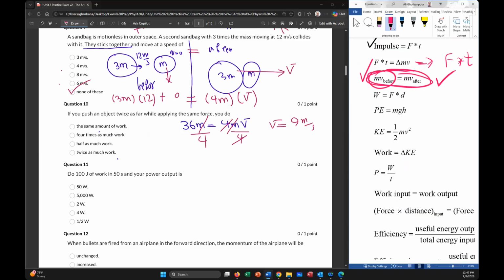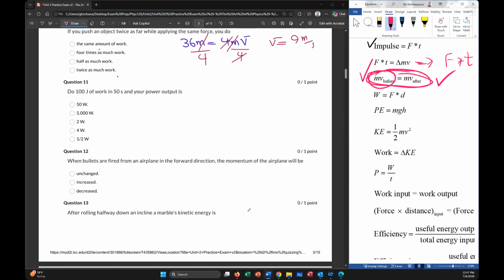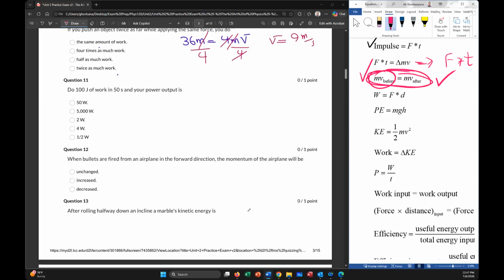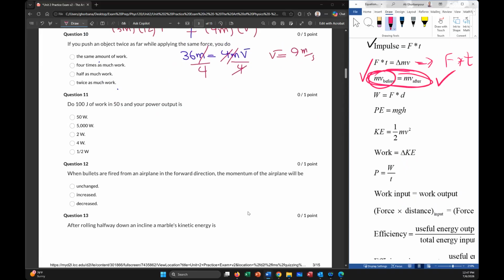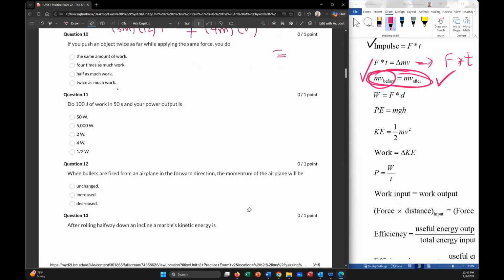Any question? Okay, good. If there is no question, we can move on to question number 10. Let me just erase these. Okay, question number 10.